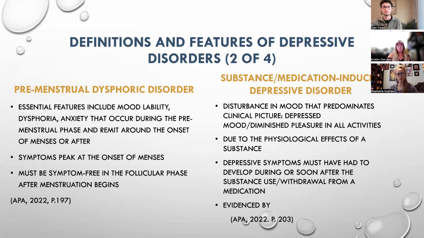Substance and medication-induced depressive disorder is a disturbance in mood that predominates the clinical picture, with depressed mood and diminished pleasure in all activities, and this must be due to the physiological effects of a substance, and depressive symptoms must have developed during or soon after the substance use and withdrawal from a medication.